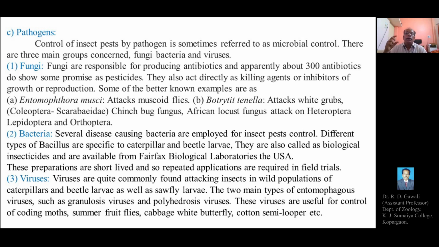Fungi are used for the production of antibiotics, and about 300 antibiotics show some promise as pesticides. With the use of fungi, we can synthesize or manufacture antibiotics, and there are about 300 antibiotics produced from fungi. Out of these 300 antibiotics, some can be used as pesticides.